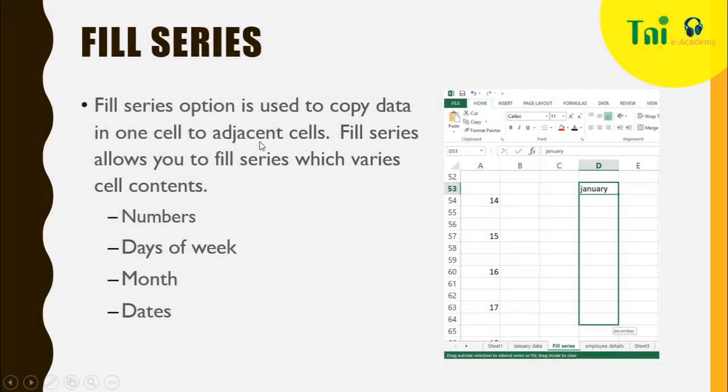Fill series option. The fill series option is used to copy data in one cell to adjacent cells. You can fill the series so that it will fill the data automatically. You can fill numbers, you can use it for days, for months, or to fill some common text, and it is also helpful in using or copying formulas.